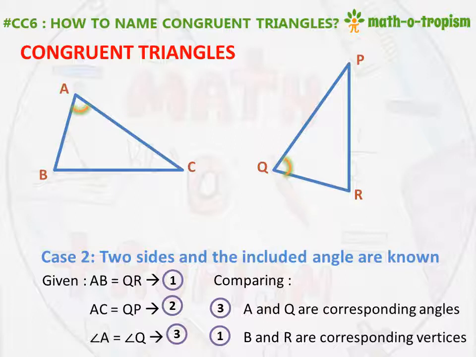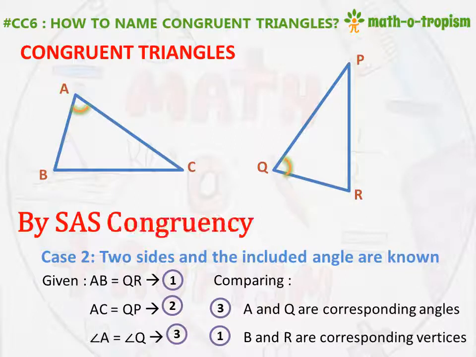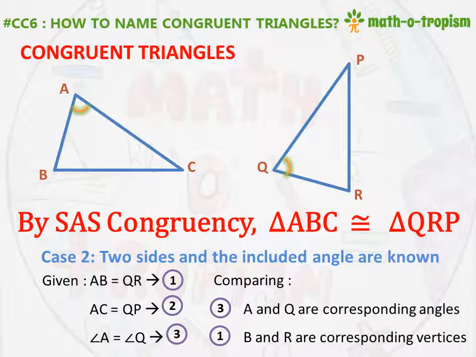So as a result, here we had two sides and the included angle between them. So by SAS congruency, triangle ABC will be congruent to triangle instead of A, Q, instead of B, R, and instead of C, P. So QRP.